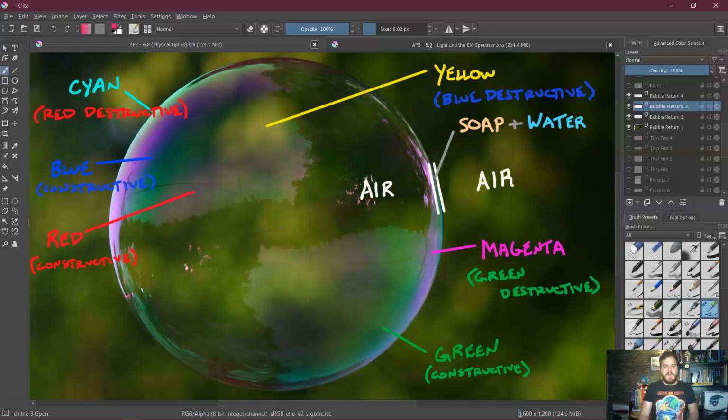Additionally, we should note that a lot of this seems to be fairly transparent, because remember, some of that light was able to go from one side of the bubble to the other without encountering any of this interference. But that's explaining why we are getting these bizarre color patterns.